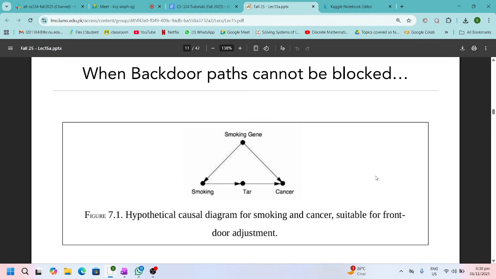So, again, pause over here for a few seconds and think about what nodes you need to condition on in order to do so. Let's recall that you list all the backdoor paths. For the backdoor paths that are open, you condition on confounders. In this case, the smoking gene.